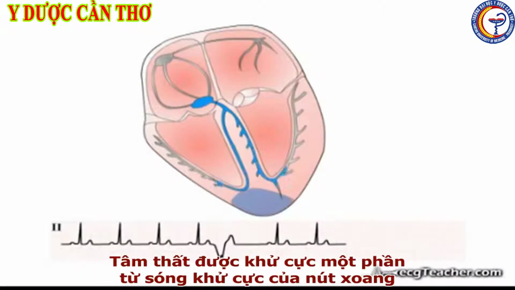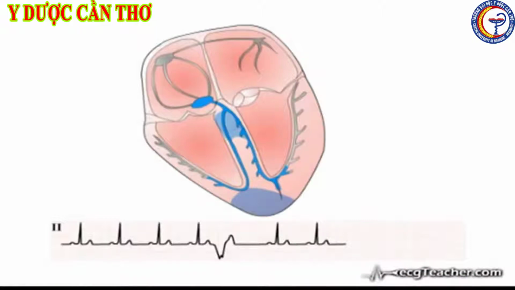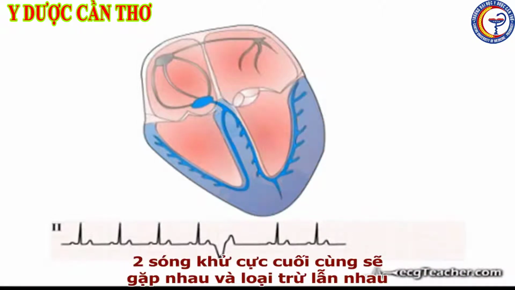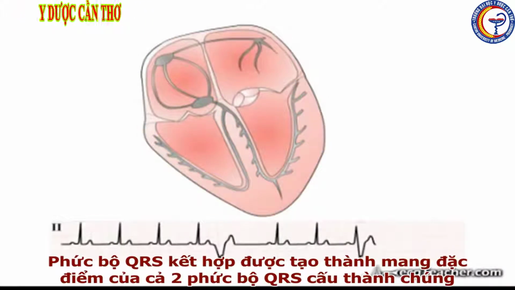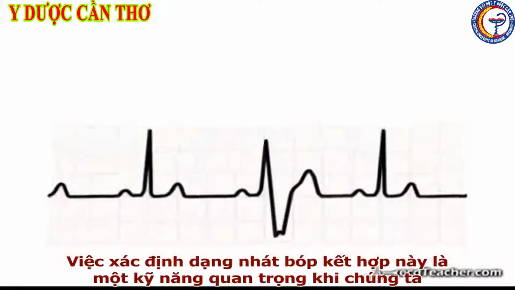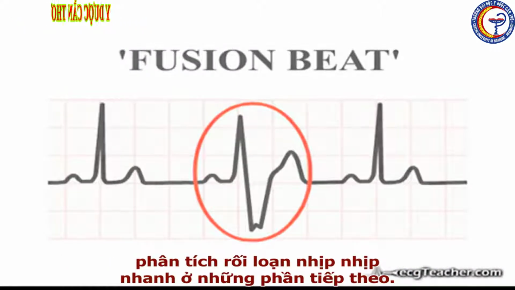The ventricles are partially depolarized by the sinus discharge and partially by the ectopic wave. Eventually, the two ventricular depolarization waves meet and cancel each other out. The QRS fusion complex generated will demonstrate features of both contributing QRS complexes. Identification of this type of fusion beat will be a crucial skill when we go on to analyze tachyarrhythmias.